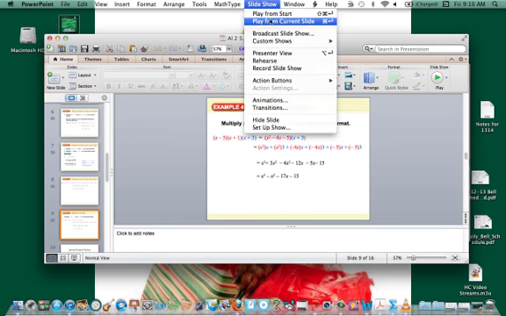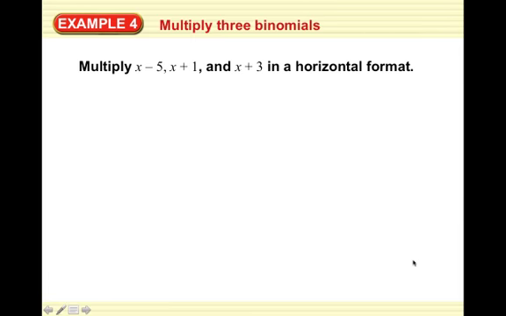Welcome back. This is video number 2 from lesson 5.3, and we are multiplying polynomials, and we're going to look at multiplying 3 binomials. So we're going to multiply x minus 5 times x plus 1 times x plus 3. And the big concept here is that you multiply 2 of them together, take that product, and multiply by the third. So I'm going to take the first 2, the x minus 5 times the x plus 1, and I'm going to FOIL to multiply those 2 together since they're 2 little binomials.